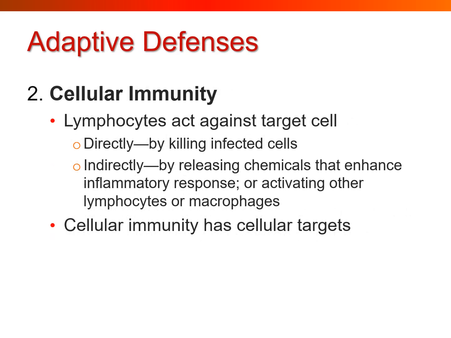Now, cellular immunity is when our white blood cells, our B cells or T cells, are going to be targeting another cell. And it will attack, for example, a virus-infected cell. That's a form of cellular immunity. It can destroy a cell that might be like a cancer cell or a virus-infected cell, and it can do that indirectly by releasing chemicals that can activate other lymphocytes or macrophages or enhance the inflammatory response. So there's a couple of different approaches that we see in cellular immunity.